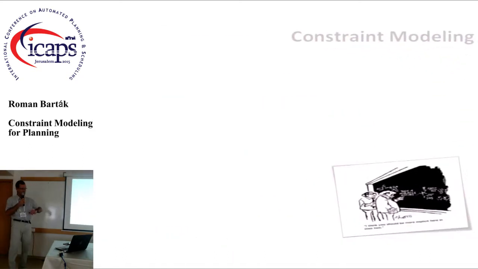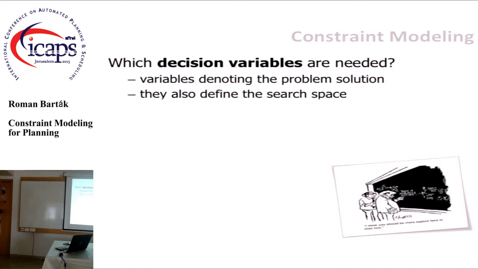Okay, so let's now go to modeling problems. When we want to solve a real-life problem using constraint satisfaction techniques, we need to model the problem, which means we need to express the problem as a CSP, and then we can use these generic CSP techniques to solve it. So we need to make decisions like, what will be the variables used in describing the problem. The variables, of course, need to denote the solution that we are looking for, and they also define the search space, because then we will be labeling the search variables.